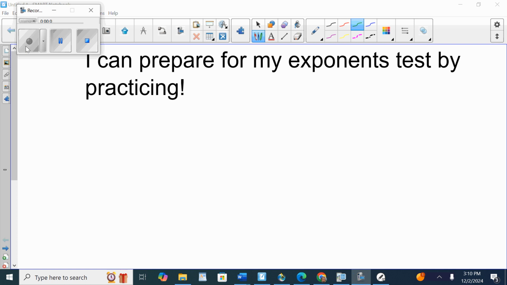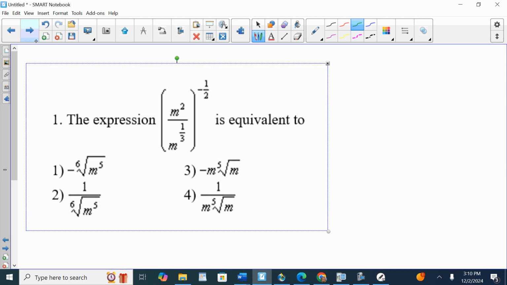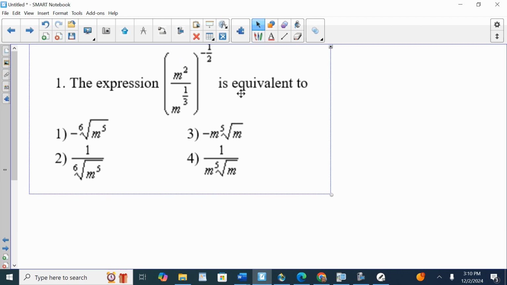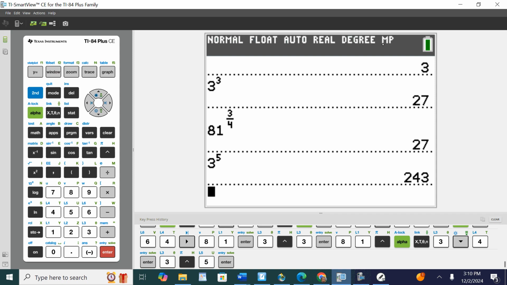Hello everybody. I can prepare for my exponents test by practicing. There's a lot to get through here, so let's just get right to it. If you have a fractionals, exponent, or radicals question that's multiple choice, use your multiple choice strategy.